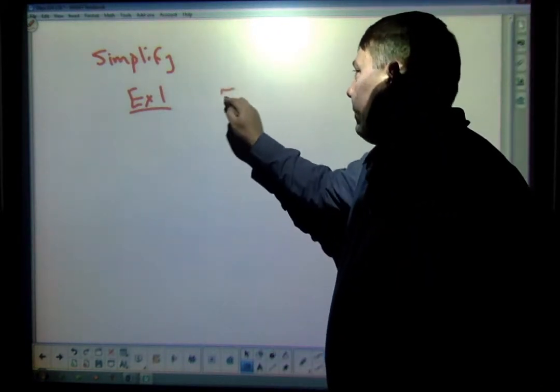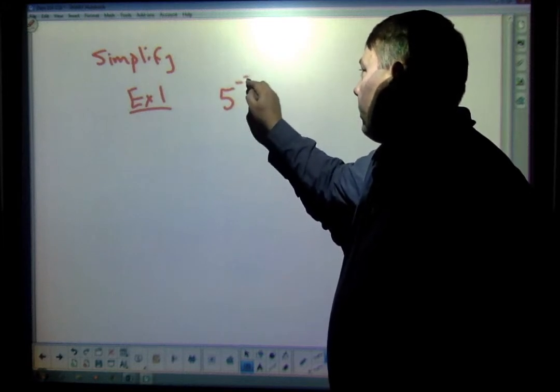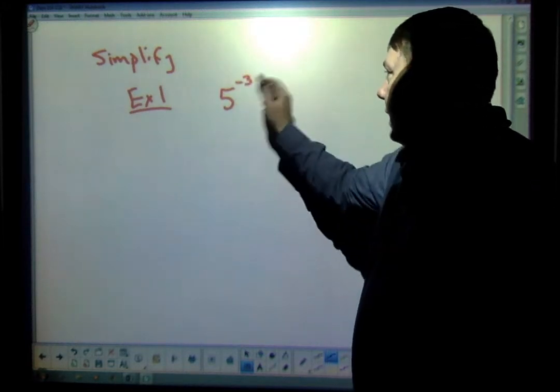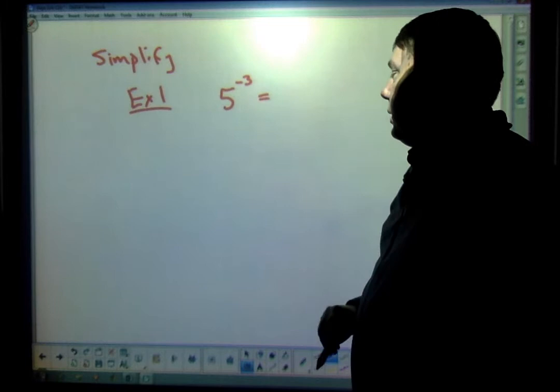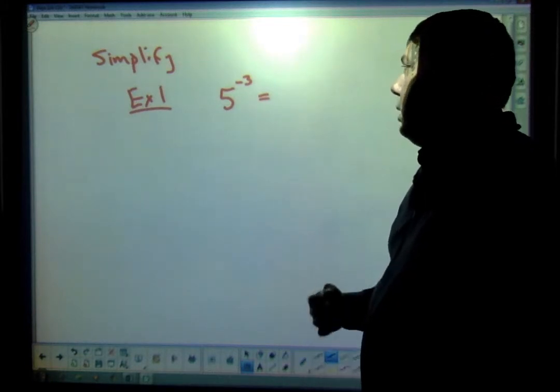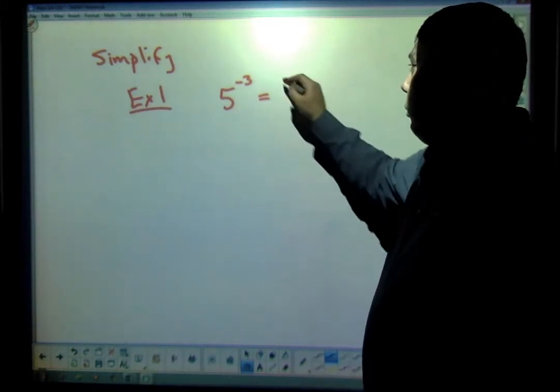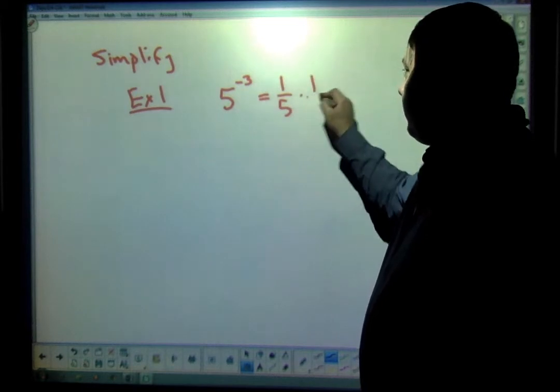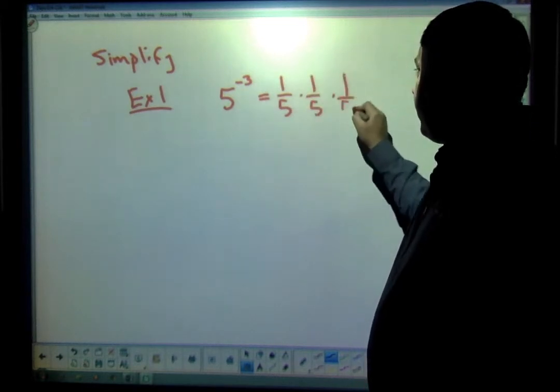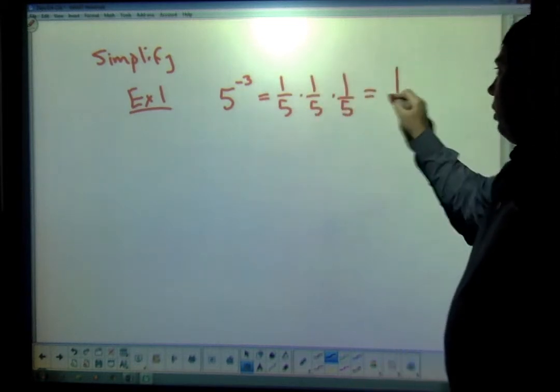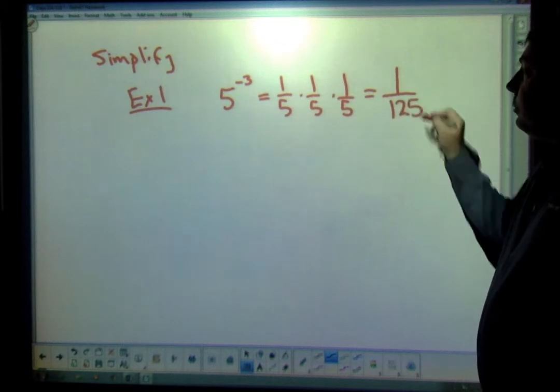Let's say we have 5 to the negative 3. If that's the case, then that means we're going to divide by 5 three times, which we talked about making that 1/5 times 1/5 times 1/5, which equals 1 over 125.